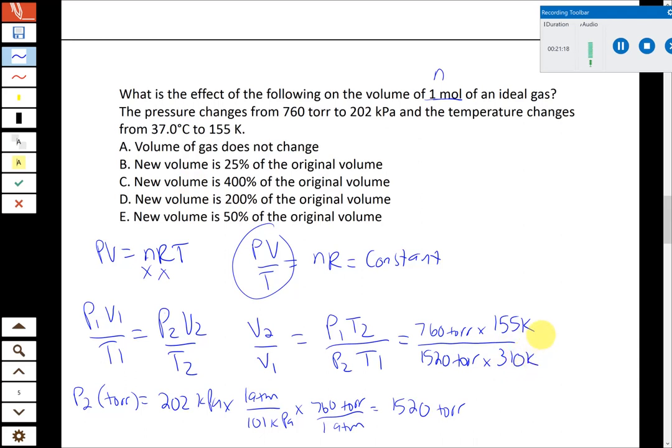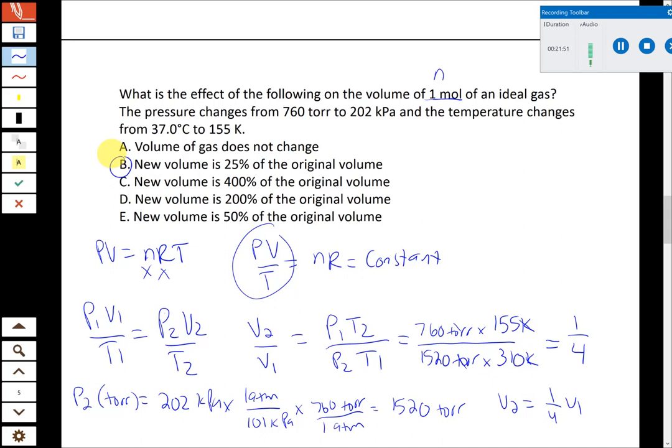Okay, so that's going to be the ratio then, and what this comes out to is 760 over 1520 is 1/2, and 155 over 310 is 1/2. So this whole ratio, all the units dividing out, comes out to 1/4. What that means is that the ratio of V2 over V1 equals 1/4, or in other words, V2 is only 1/4 times V1. So if we cross that over, V2 is equal to 1/4 V1, meaning that the final volume is only 25% of the original, which would be choice B.